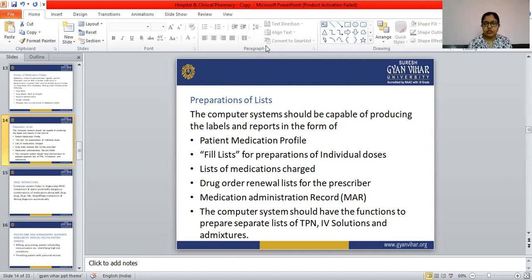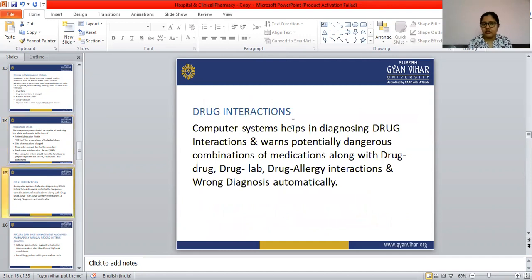Next role of the computer in the clinical pharmacy is that they can find drug-drug interactions. The pharmacist can retrieve the drug-drug interaction from the computer. So the computer system helps in diagnosing drug interactions, and warns of potentially dangerous combinations of medication, along with drug-lab and drug-allergy interactions and wrong diagnosis, automatically.